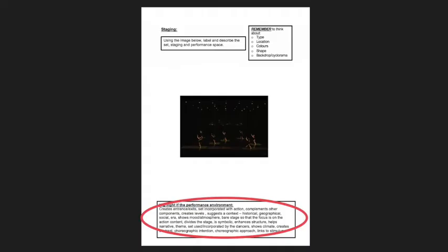At the bottom of the page there should be a box which asks you to highlight if the performance environment suggests a certain aspect. I want you to go through and highlight any of the phrases that you think the staging suggests about the piece. For example, you could highlight the phrase, bare stage, so that the focus is on the action content, as the audience are focused on the female dancers performing the adage motif.